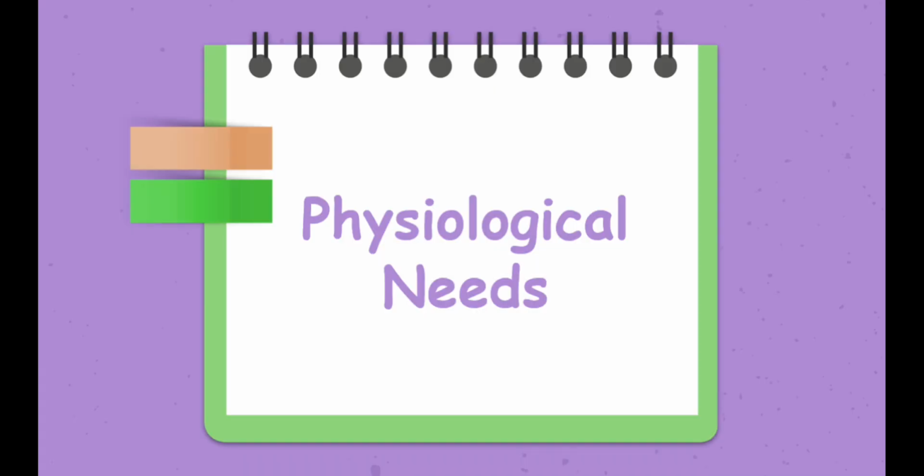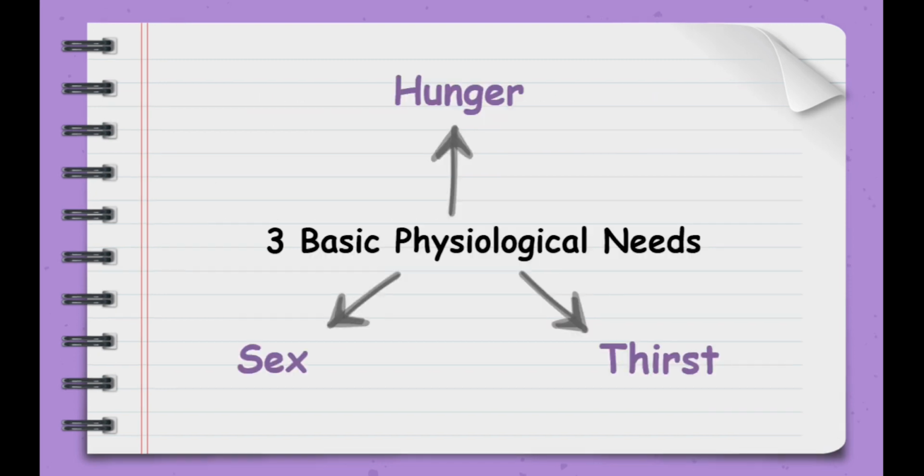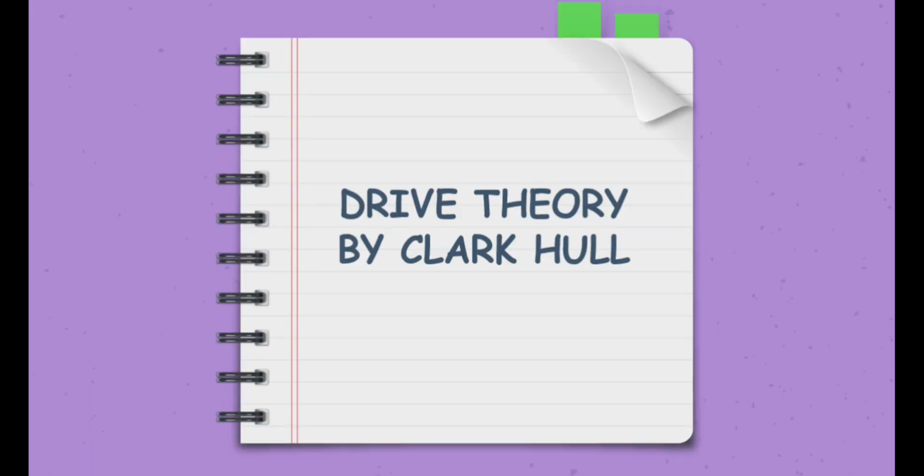Next up is physiological needs. You might be wondering, what are physiological needs? Well, it is a biological requirement for human survival, such as food, air, drink, sleep, and more. If these needs are not satisfied, the human body cannot function optimally. The three basic physiological needs are hunger, sex, and also thirst. This relates to the drive theory by Clark Hull.